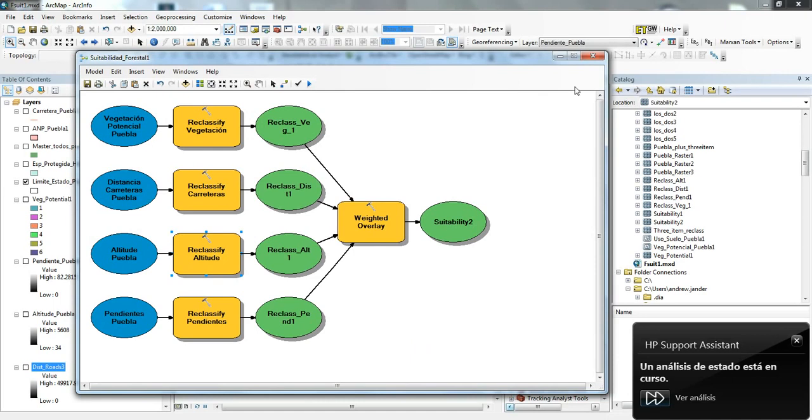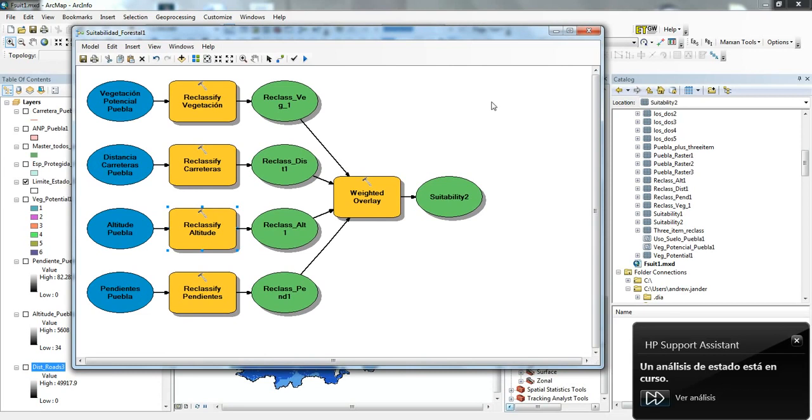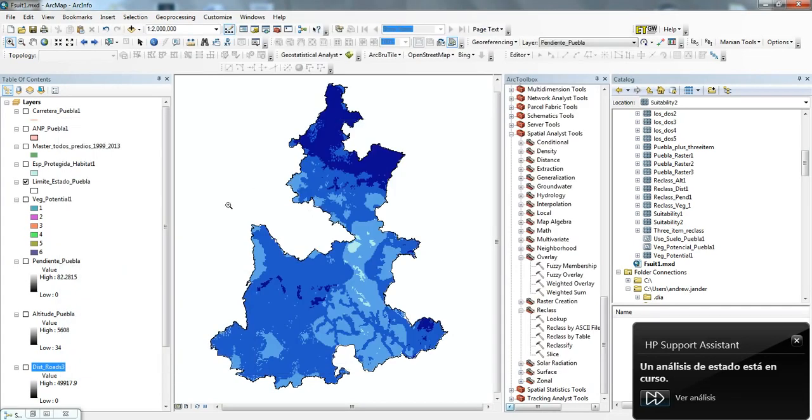And so this has been kind of just an overview of the weighted overlay tool. And so I hope to use it again, use it more in the future, and refine this model and others for looking at natural resources.